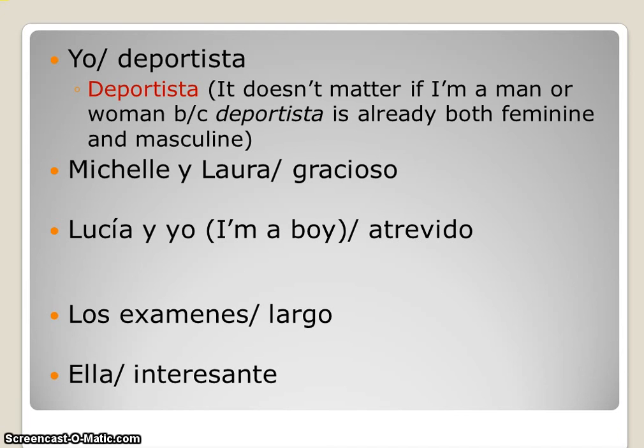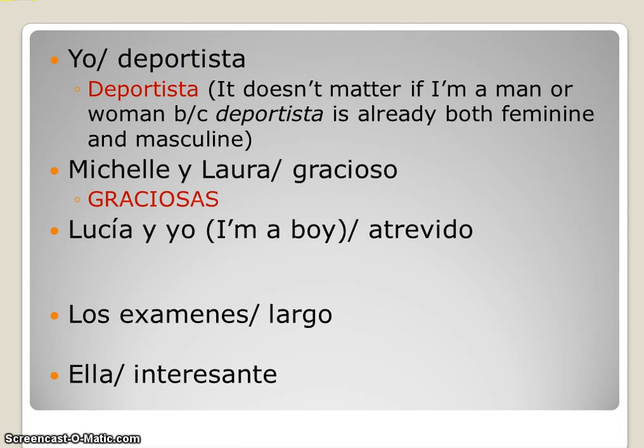So I've got deportista. Remember that with deportista, it doesn't matter if I'm a man or a woman, I could be anyone, because deportista is already both masculine and feminine. So the only thing that I'm really worried about is singular or plural, and it clearly is singular, so that's why there are no S's at the end of here.